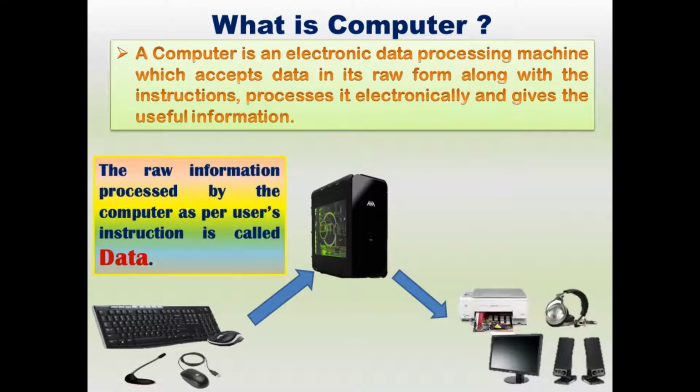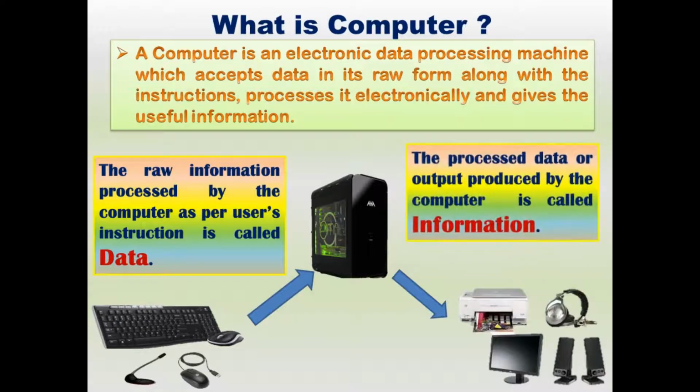So there are two important things we have to notice: what is data and what is information. Data is nothing but the raw information processed by the computer as per the user's instructions. Whatever information is accepted by the computer is the data, which is not useful raw information. The computer performs some operations on that data, processes it and generates some meaningful information. It means that the output produced by the computer, or the processed data, is nothing but the information. So data means raw information which the user gives the computer for processing, and after processing, whatever output the computer generates or produces is called information.